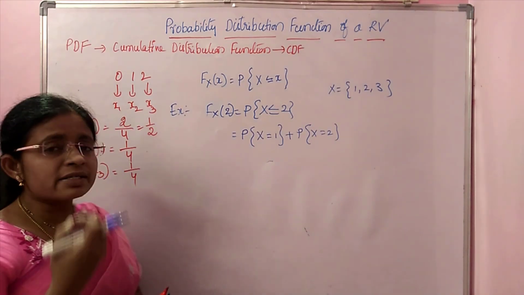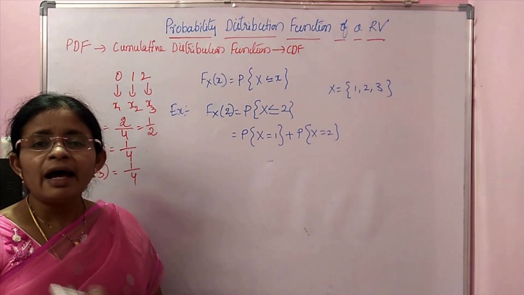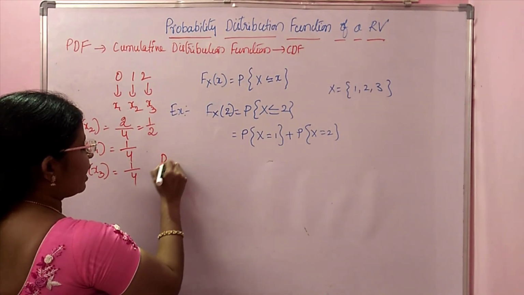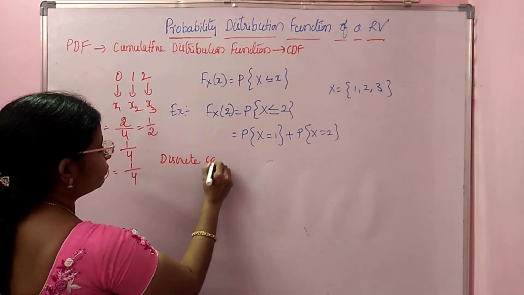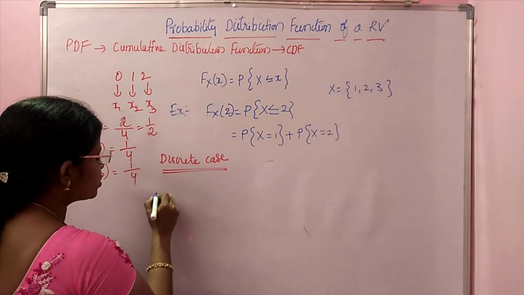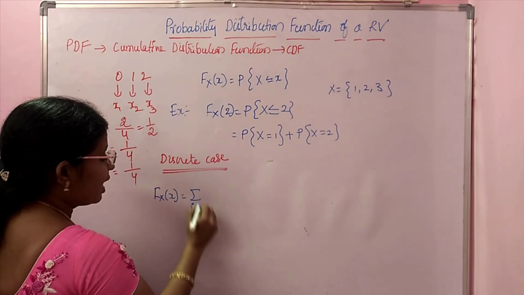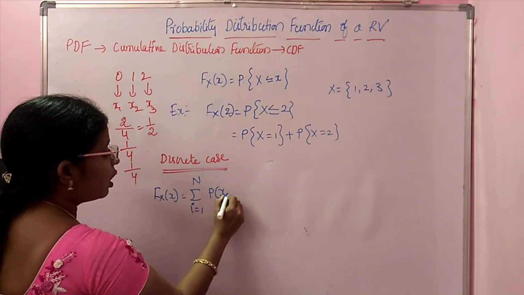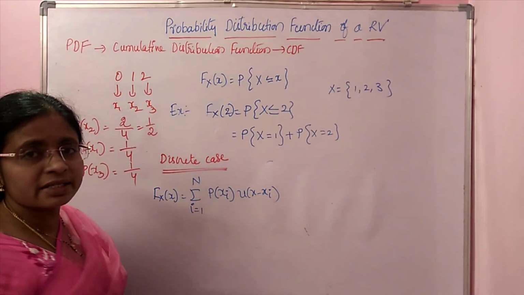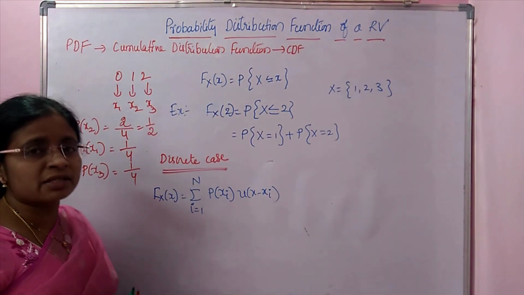Now, for the discrete case, what is the expression for the probability distribution function, and for the continuous case, what is its expression? We'll see. For the discrete case, the probability distribution function Fx of x is sigma i from 1 to n P of xi u of x minus xi. This is the expression. What are these xi's? Xi's are nothing but elements.